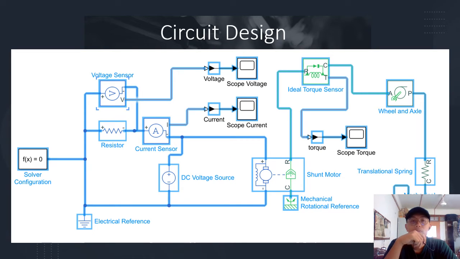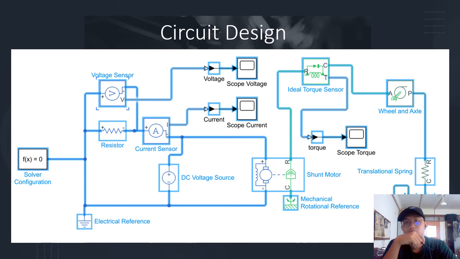Next, we move on to the components in the circuit. First, we have the DC voltage source that will generate the voltage, and we have a resistor that will resist some of the voltage in the circuit, and the resistor is connected to a voltage sensor and a current sensor. The voltage sensor functions to detect voltage across the resistor, meanwhile the current sensor functions to detect the current in the circuit. And then we have the scope voltage and the scope current. These scopes will tell us how much voltage and current respectively are in the circuit.